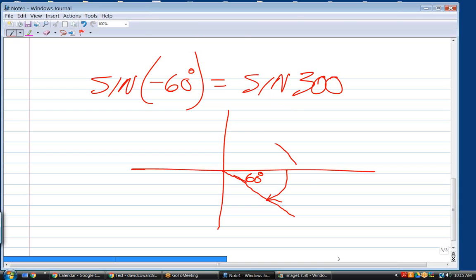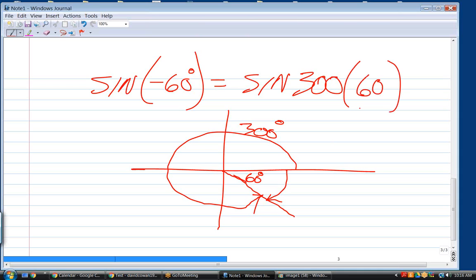Notice that that 300-degree angle goes like that. There's 300. And now what would we do? So now the problem becomes we're looking for the sine of 300. What's its reference angle? The reference angle for 300 is 60. It's this angle right there.